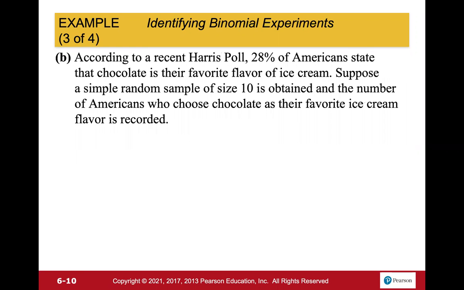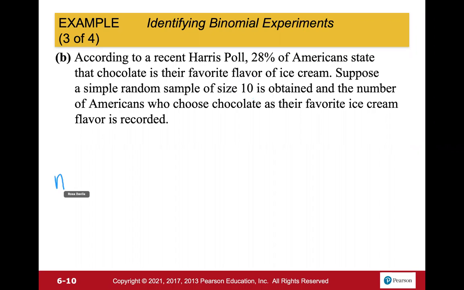Next, according to a recent poll, 28% of Americans state that chocolate is their favorite flavor of ice cream. Suppose a simple random sample of size 10 is obtained, and the number of Americans who choose chocolate as their favorite ice cream is recorded. So question number one, is this a binomial experiment? So do we have probability of success and failure, and are all of those independent? So here we're looking at 10 different people. So we're asking 10 different people, could it be a success or a failure that they like chocolate ice cream or do not? So yes, each of these events are independent. So this is a binomial probability experiment.